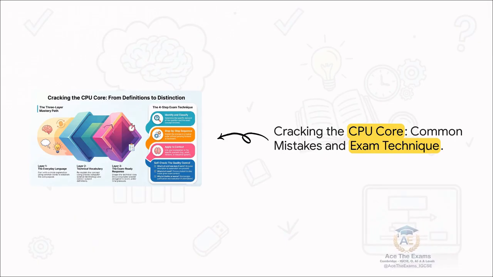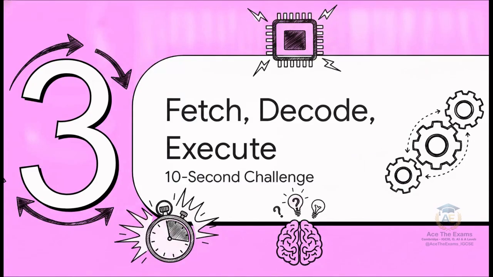You have to lean on layer 3, which shapes your technical knowledge into this really concise step-by-step sequence that is specifically designed to score points when you're sweating under time pressure. Let's turn this into an interactive test, shall we? Fetch, decode, execute, the 10-second challenge.